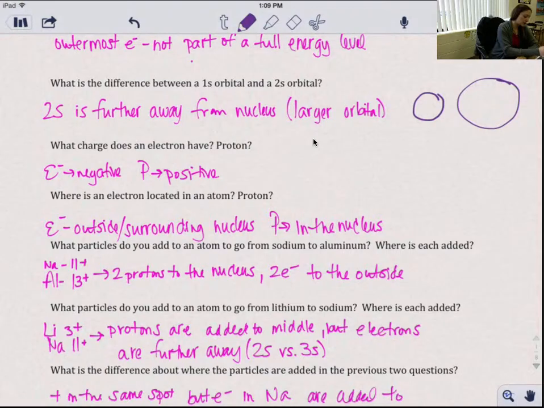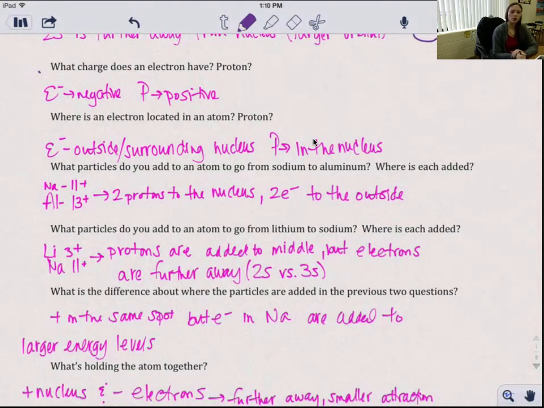This next one asks about the charge of an electron and a proton. You should have done this your freshman year. Electrons are negative, protons are positive. It may sound like an easy question, but it's going to lead us into all the rest of these. Where are electrons located in your atom? Where are your protons? Electrons are on the outside of your nucleus, surrounding your nucleus. They're in that electron cloud, where we're dealing with all these S's and P's and D's and all these crazy shapes for where they stick electrons. Electrons are always on the outskirts.